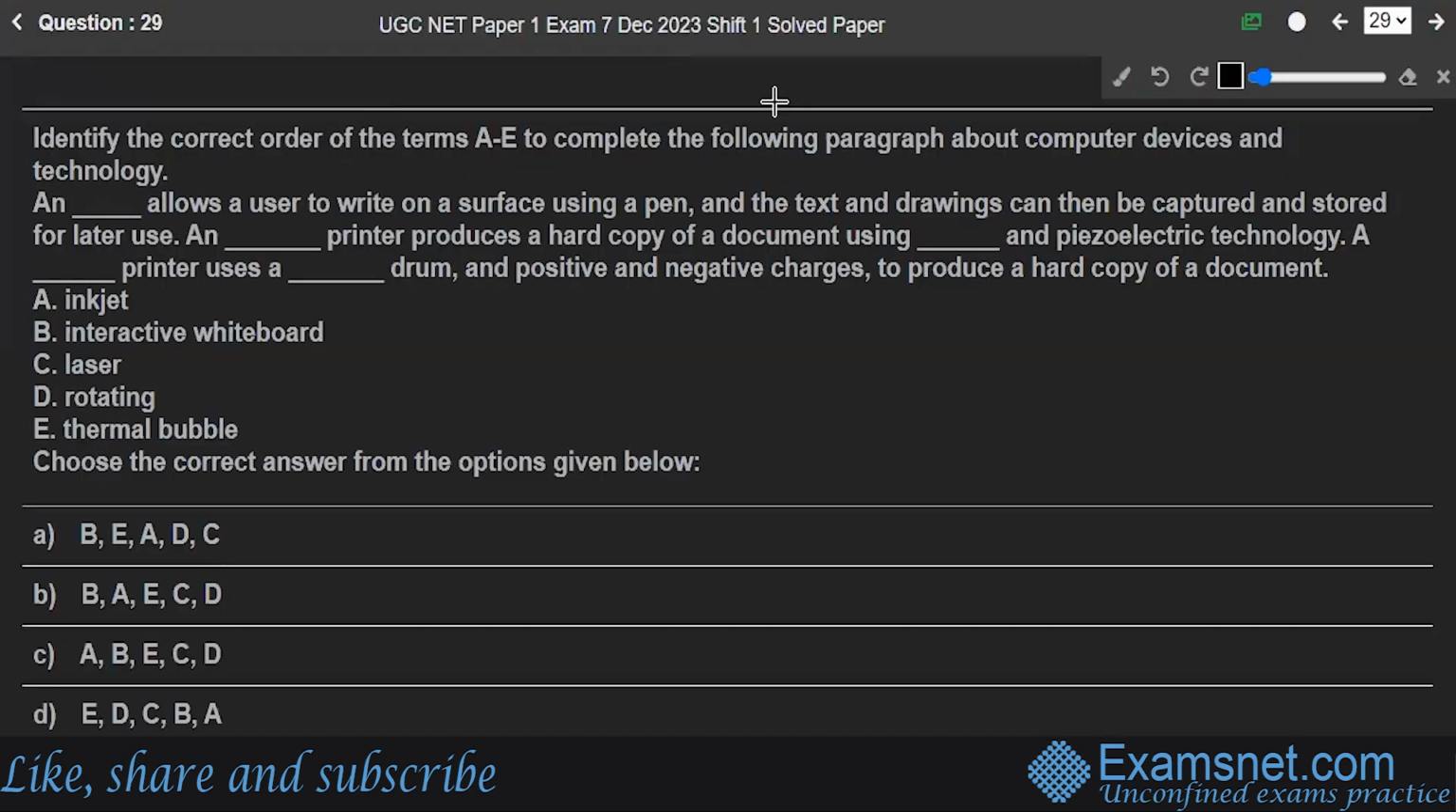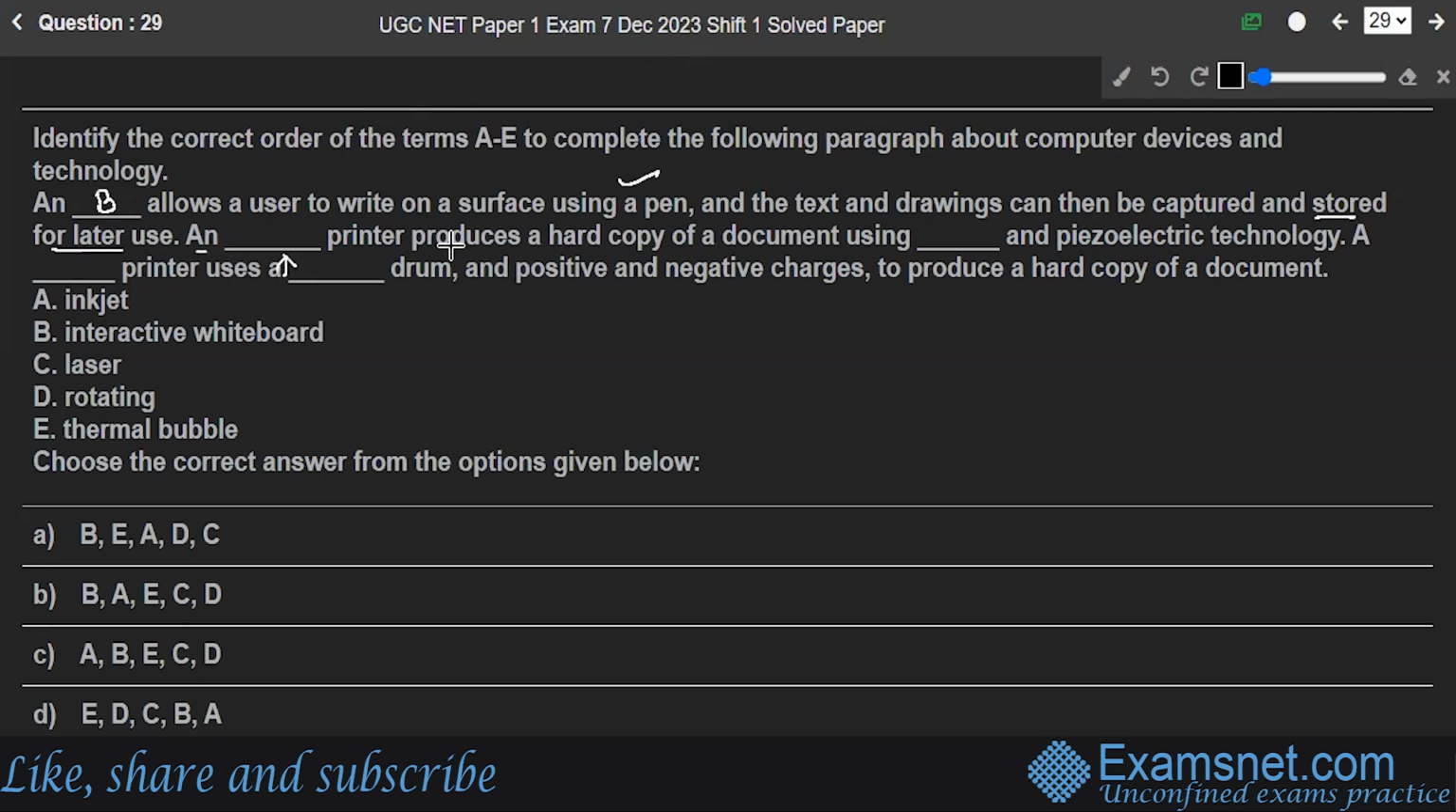Question number 29. Identify the correct order of terms A to E to complete the following paragraph about the computer devices and technology. First one, dash allows a user to write on a surface using a pen, inkjet, interactive whiteboard, laser, rotating, or thermal bubble. Well, of course, it's interactive like we are using it right now. It's the interactive whiteboard. An interactive whiteboard allows the user to write on the surface using a pen. For example, right now I'm doing the same. And the text and drawings can then be captured and stored for later use.